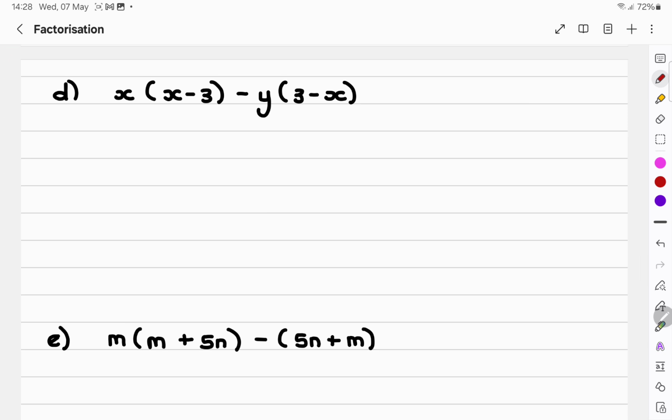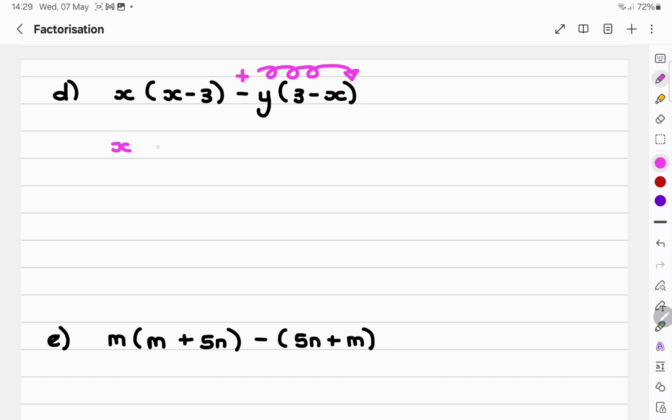Now, what happens if we've got two brackets that sort of look the same, but they're just not exactly the same? Your first instinct will be, I can go and take out an x minus 3. And then you say, but this thing is not an x minus 3. It's a 3 minus x. So it looks very much the same, but it's not. So how can I make it the same? This is what we call the sign change rule. I'm going to change the middle sign, and then every sign thereafter is going to change.